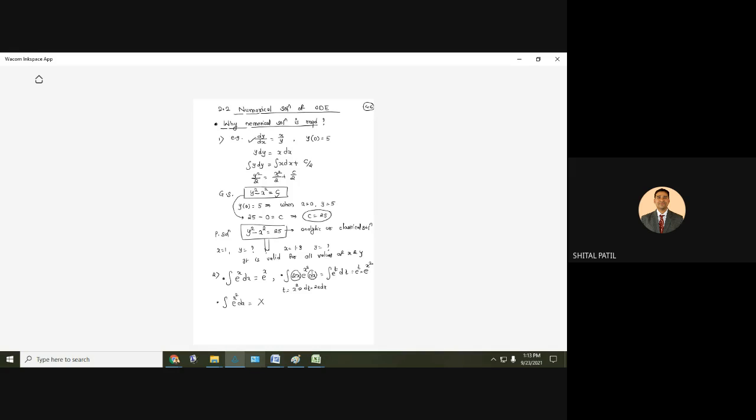Now why are we taking this integral? Say let dy by dx equal to e raised to x square, ऐसा डिफरेंशियल इक्वेशन है. And we want to solve it. So we'll separate the variables. dy equal to e raised to x square dx. And what is the next step? Integrate this. But we cannot integrate. That is, analytic solution is not possible. समझते कि नहीं?